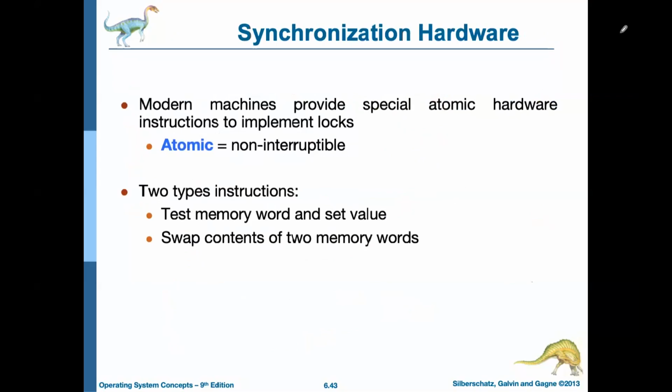So, synchronization hardware. Modern machines provide special atomic hardware instructions to implement locks. They call it atomic, meaning non-interruptible. So two types of instruction apply: test a memory word and set a value, and swap the contents of two memory words.